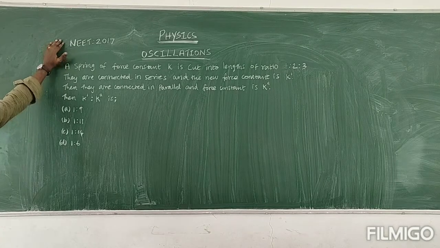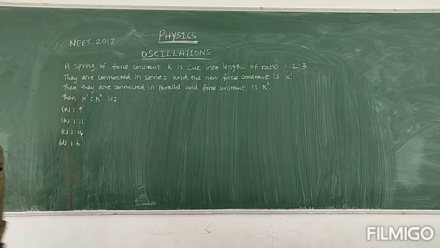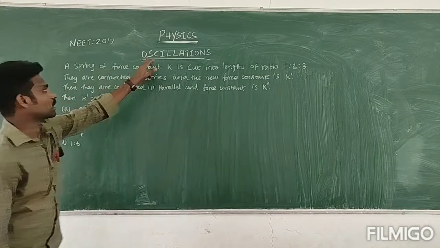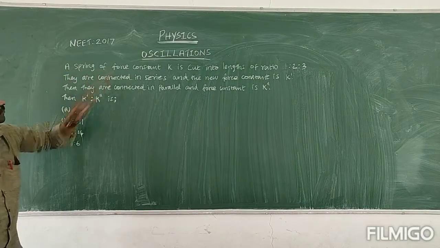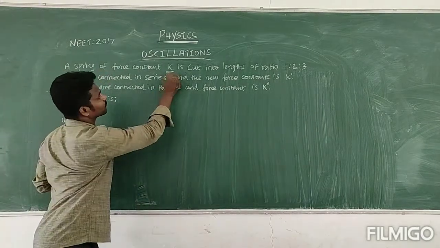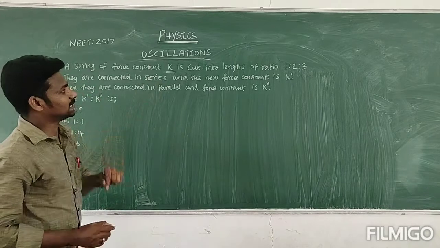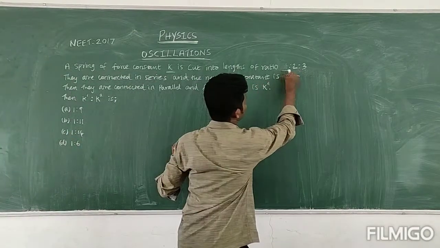Dear students, the next question from NEET 2017. The question is from the oscillation chapter. See the question. A spring of force constant K is cut into the length ratio 1:2:3.